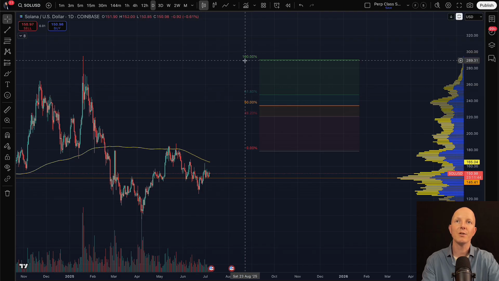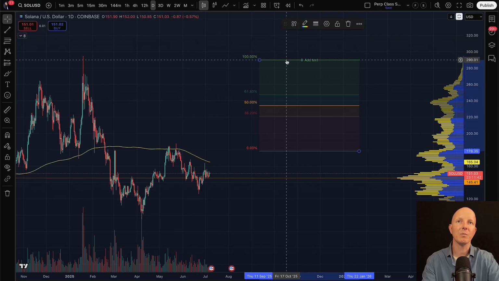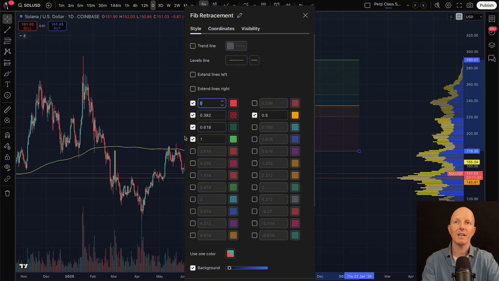To dial in these settings, you double click on the tool here, and here are all your values. By default, the 50% is not turned on. So that's something that I have turned on for myself because the 50% is a very important value and where price action most often retraces to.